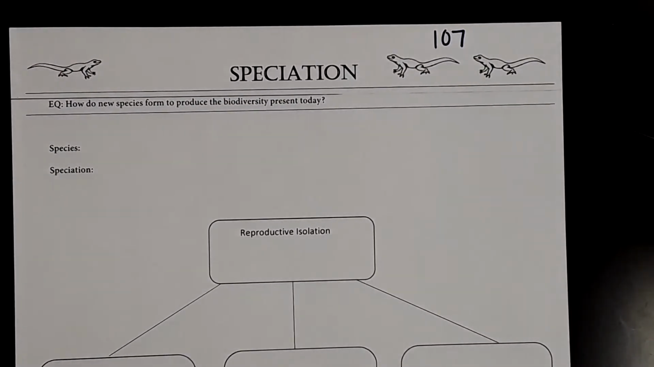Hello, pirates. Today's topic is speciation, and what we're looking at today is how new species form to produce the amount of biodiversity that we have today.